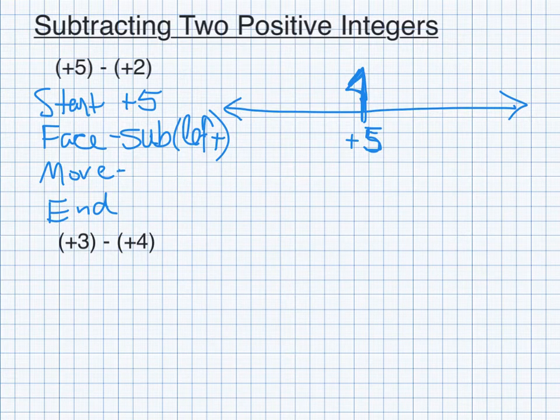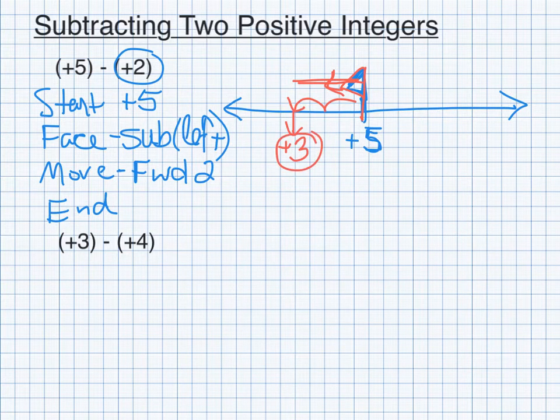When I move, I look at the sign of this number. This is where it might seem a little strange. You know that you're moving forward because it's positive, and you're moving forward 2 places. Now, this is likely where it's going to look strange because you have to remember we're facing this direction, so forward goes this way. So forward 2 places in this direction, we would go 1, 2. That number right there is going to be positive 3. And that's where we ended, so that's our answer, positive 3.